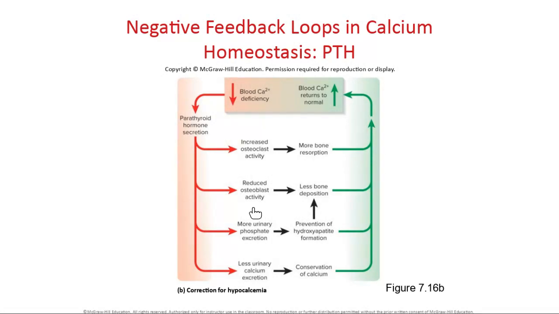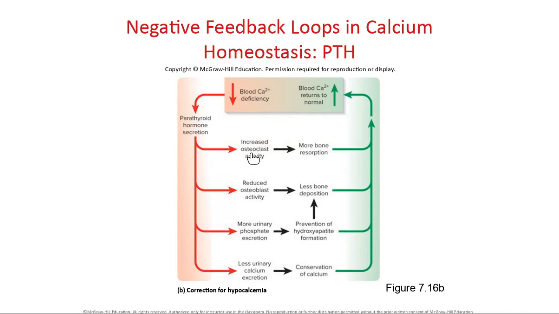So here's a picture of when we're dealing with parathyroid hormone and homeostasis. We start over on the left, and this is going to happen when we have a deficiency in blood calcium, low blood calcium. This triggers the release of parathyroid hormone from the parathyroid gland. And remember, this is going to have 4 different effects.